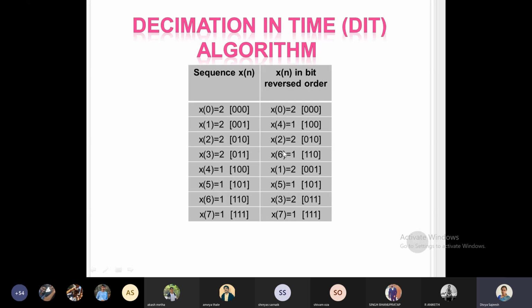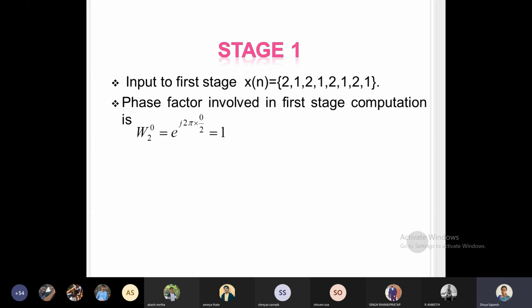Okay. So coming to the next step. This is only the prior settings done. Now the actual stage will start. In stage 1, we required these bit reversed elements.